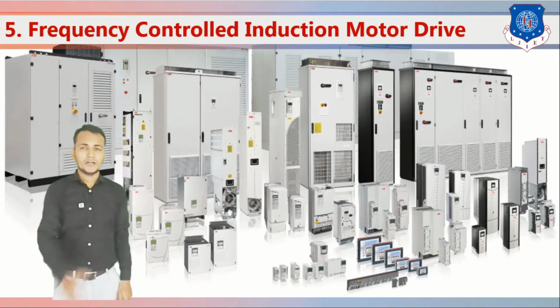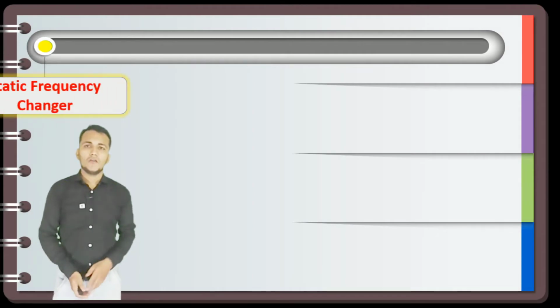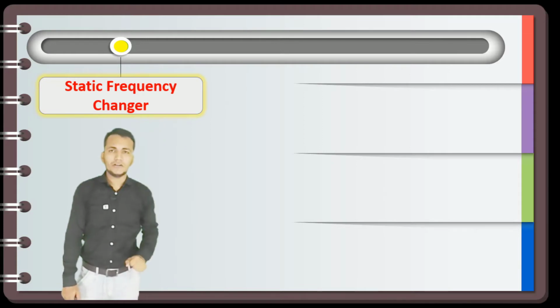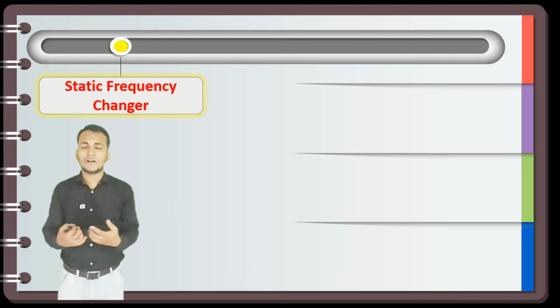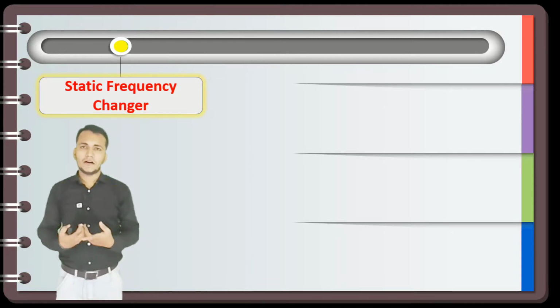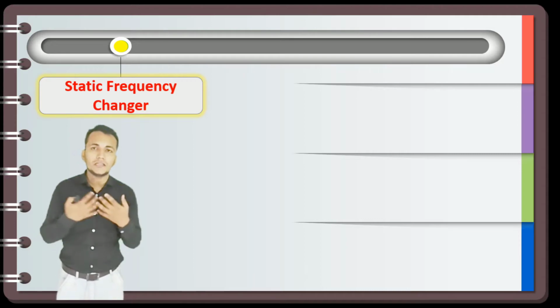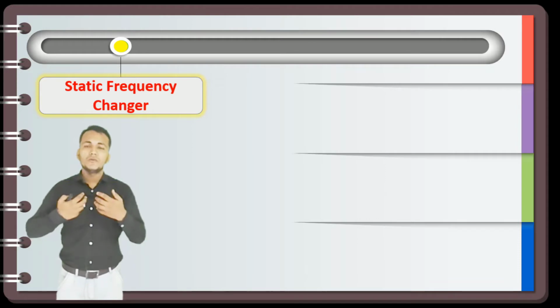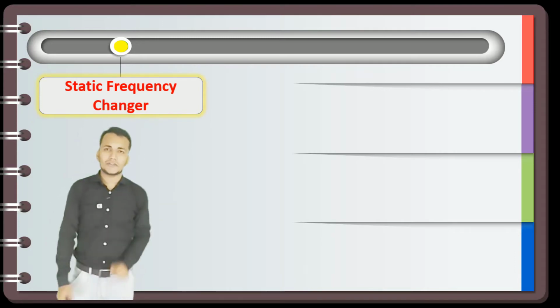Now in this chapter we will discuss the contents. The first content is the static frequency changer. A static frequency changer means we have to study different changer circuits. Basically an AC motor works on an AC supply, and the AC supply has some frequency. So we have to vary the supply voltage and frequency. By varying the frequency, we vary the speed. That's why we have to study a static frequency changer circuit.